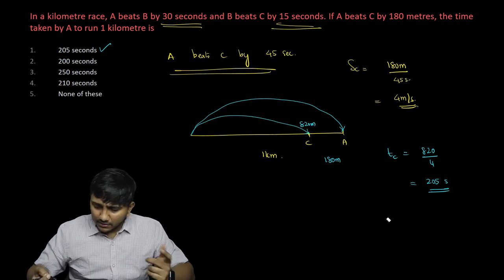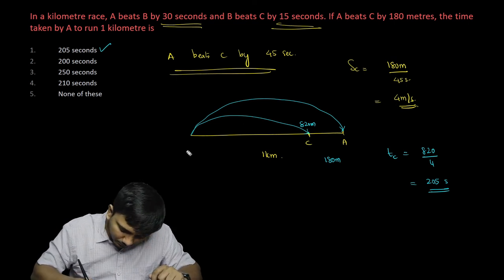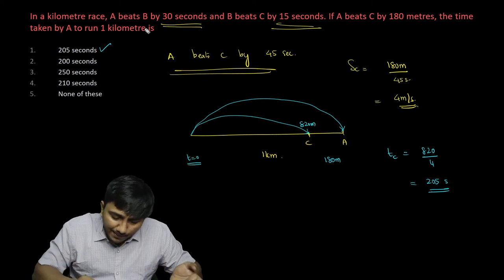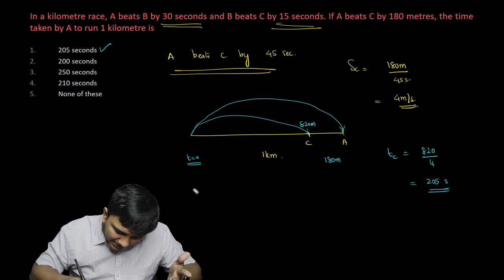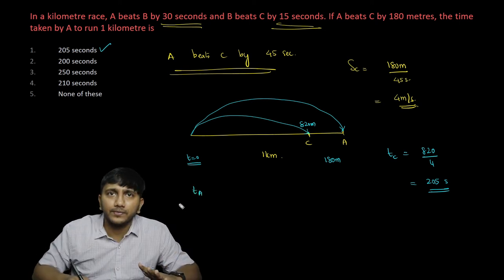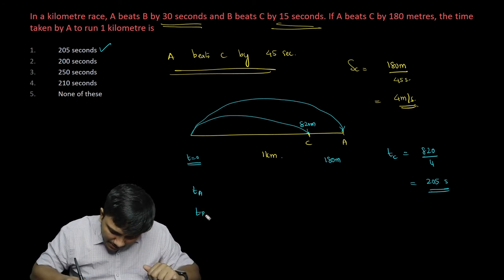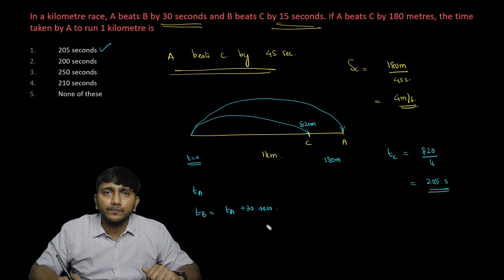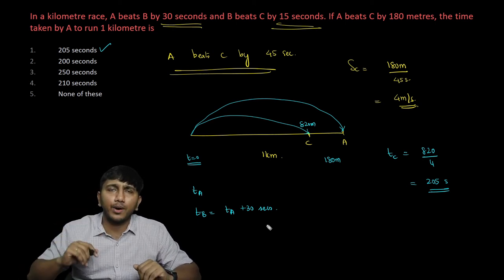Let's say the race started at time t equals 0. When they say A beats B by 30 seconds, it means at some time A has reached, let's say TA is the time at which A has reached, and TB will be time taken by A plus 30 seconds. That's what you mean by A beats B by 30 seconds. B will take 30 more seconds to reach the end point after A has reached.